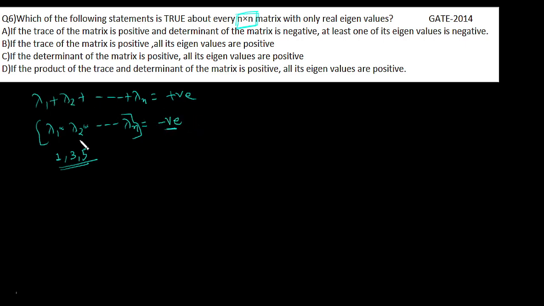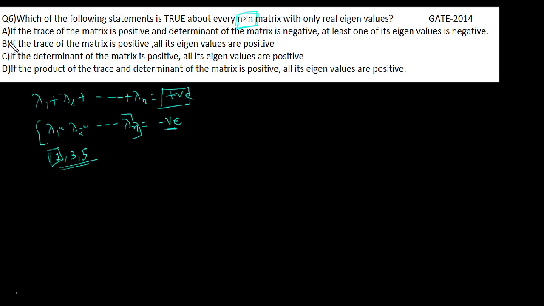Now in the addition, suppose only one lambda is negative and the sum of the other eigenvalues is greater than this number, then the output sum will be positive. So option A looks correct. But first, let's see the other options also.